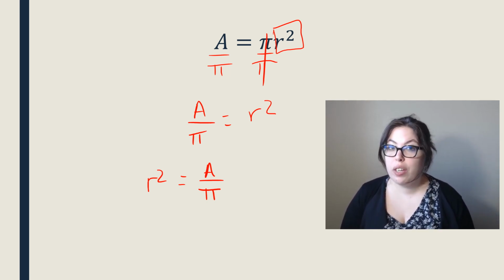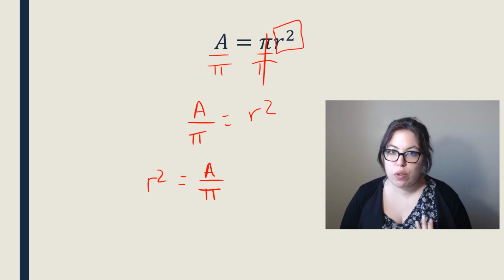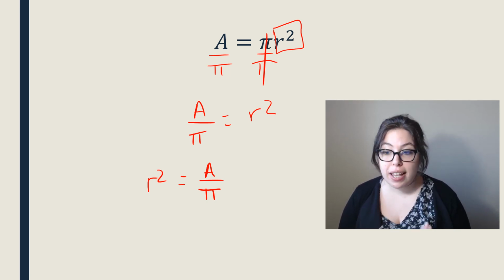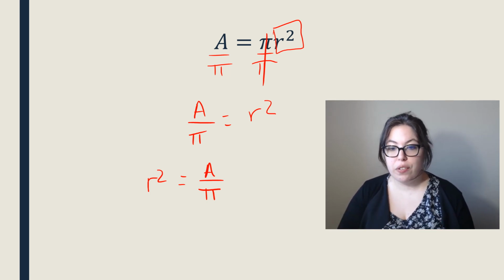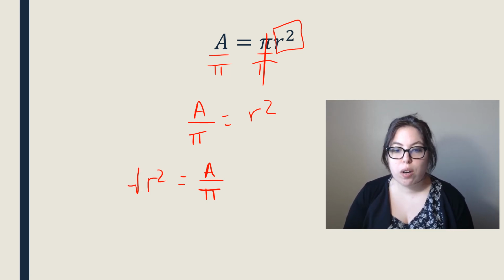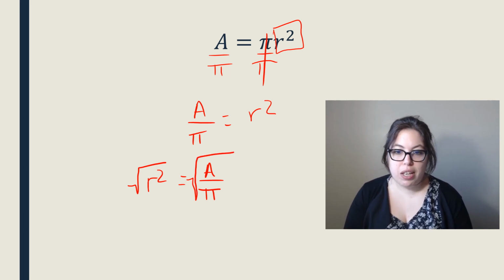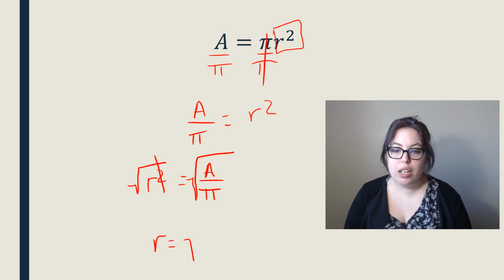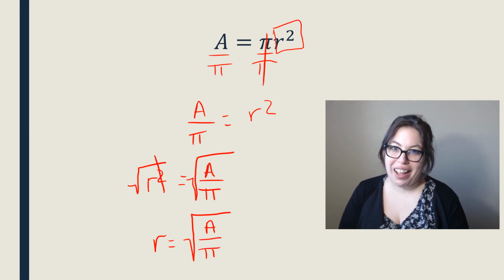And the law of equality tells me I have to do that to both sides because I have that equal sign in there. I've made a promise that I will be fair to both sides of the equation. So if I square root this side, I have to square root this side. These two cancel each other out because they're opposite operations, leaving me with an r. And r is equal to the square root of A over pi.